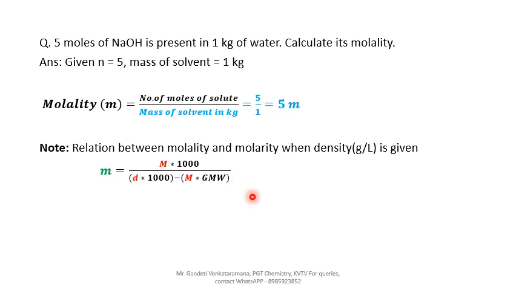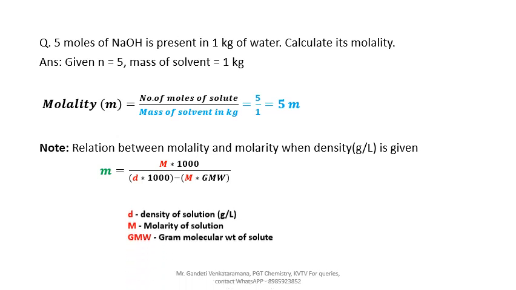Now we will see what is M and what is small m. d is the density of the solution in gram per liter. M is the molarity of the solution. GMW is the gram molecular weight of the solute, not weight, gram molecular weight. So this is the relation.